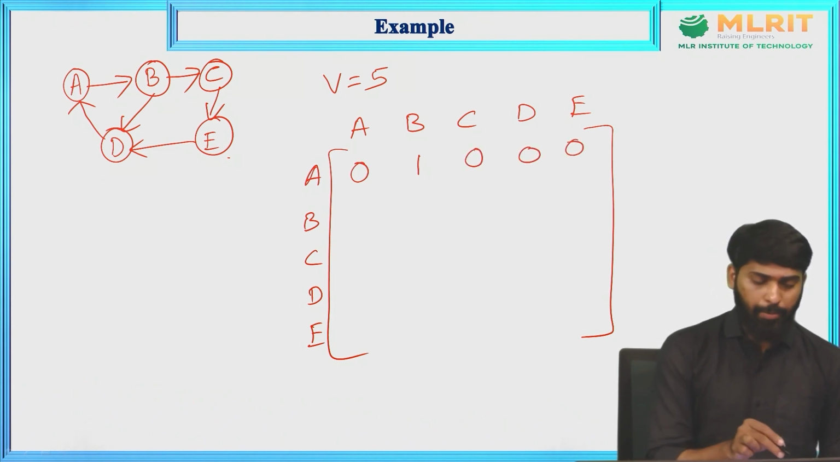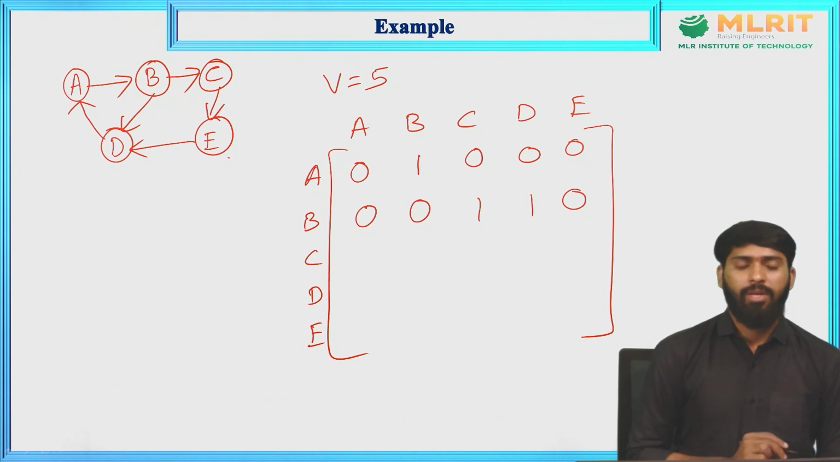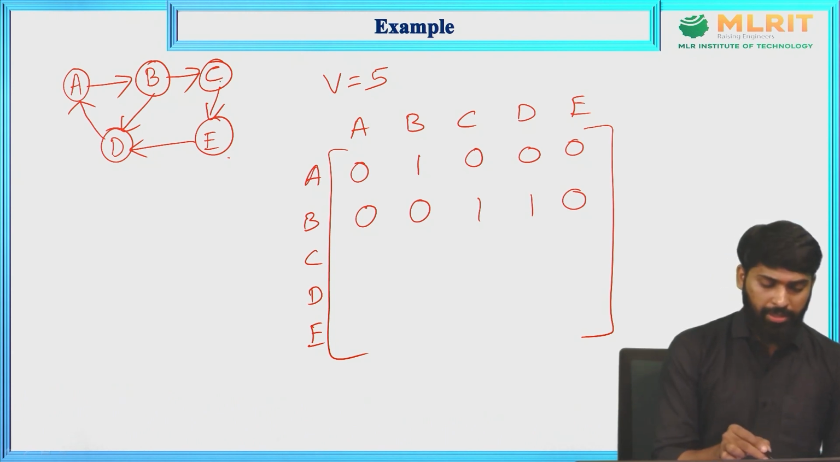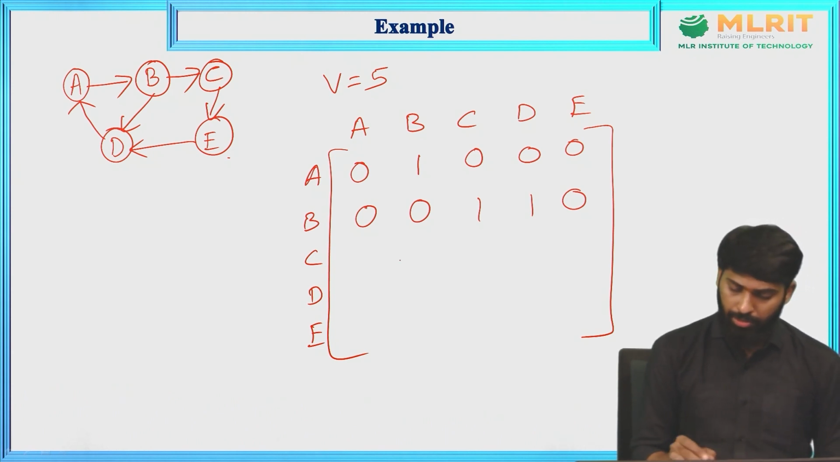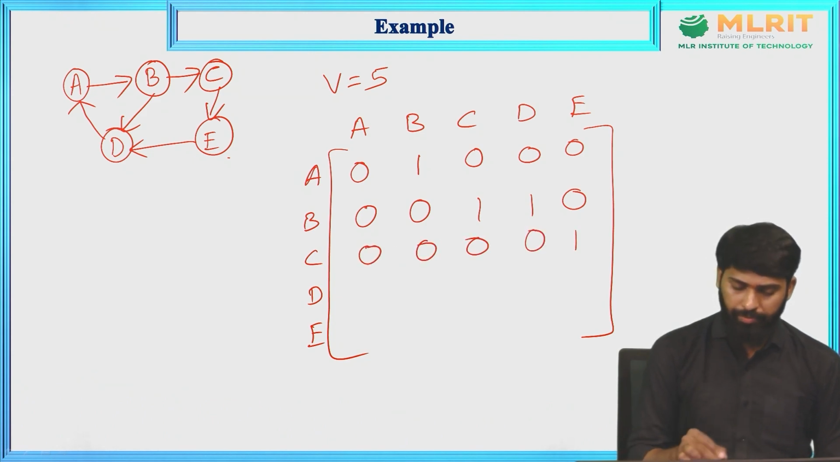Similarly for B. So B to C, B to D. So 1, 1. Remaining are zeros. Similarly for C, from C to E only. So here mention 1. Remaining are zeros.